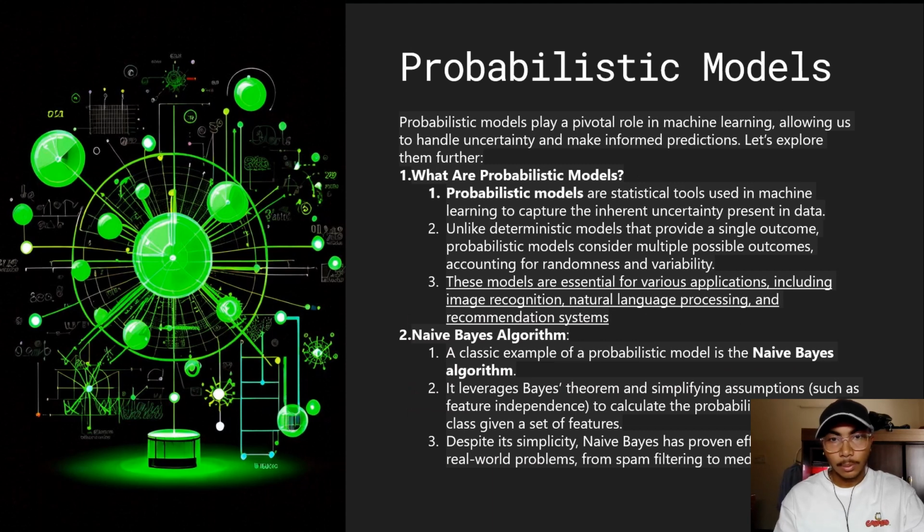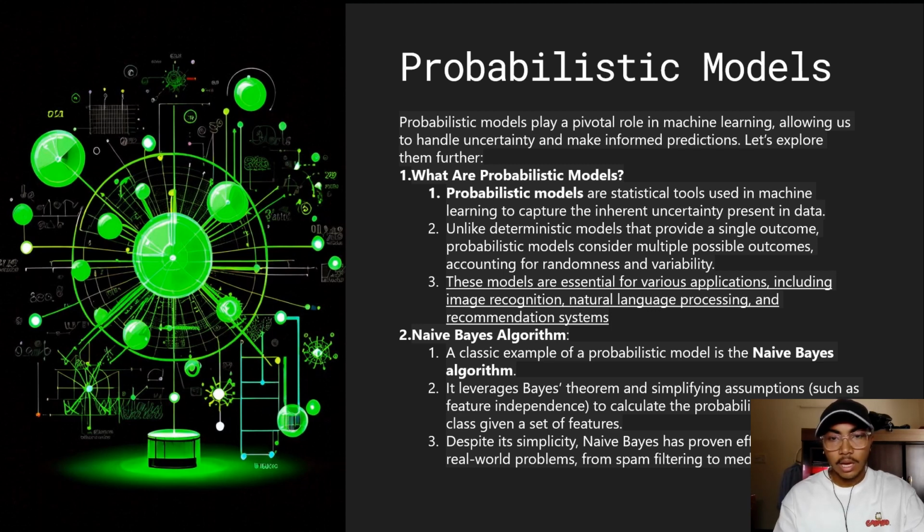Probabilistic models play a pivotal role in machine learning, allowing us to handle uncertainty and make informed predictions. Let's explore them further. What are probabilistic models? Probabilistic models are statistical tools used in machine learning to capture the inherent uncertainty present in data. Unlike deterministic models that provide a single outcome, probabilistic models consider multiple possible outcomes, accounting for randomness and variability. These models are essential for various applications, including image recognition, natural language processing, and recommendation systems.